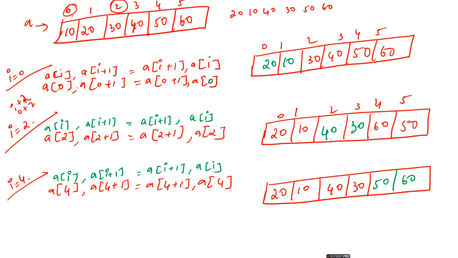Now after swapping 2, we have to swap 4 and 5. So we will write I equal to 4. Then we will swap 4 and 5, and we will get 50 and 60. Now our list has been swapped, that is 20, 10, 40, 30 and 50, 60. So in this way we will be swapping.